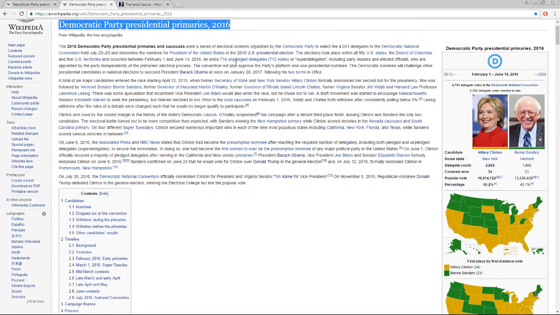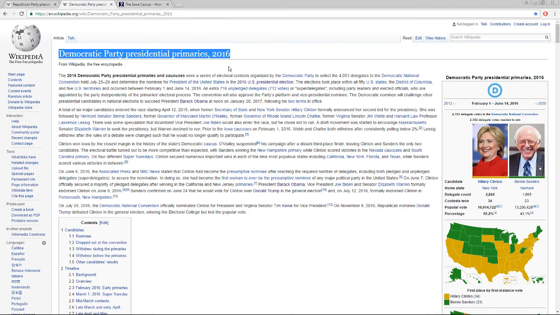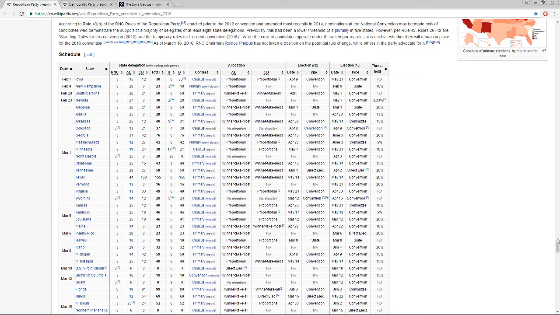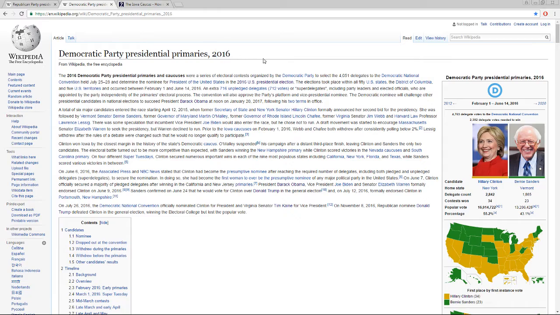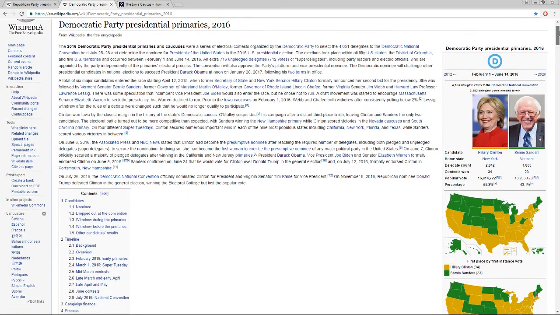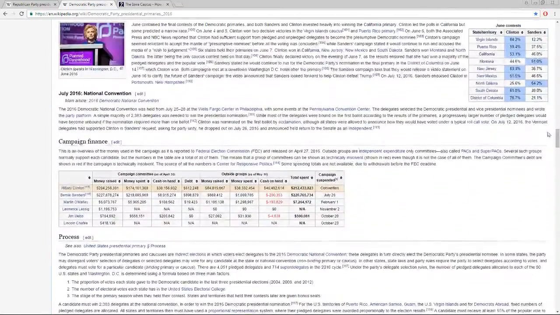I highly recommend that you use Wikipedia to follow the primaries because, again, it's amazing how much information is here. Just type in the title as you see it, and you can always change Democratic to Republican. You'll get this page, and the title's the same. You could change the year and that'll give you a different year. They fill in all this information and it basically creates like a timeline.